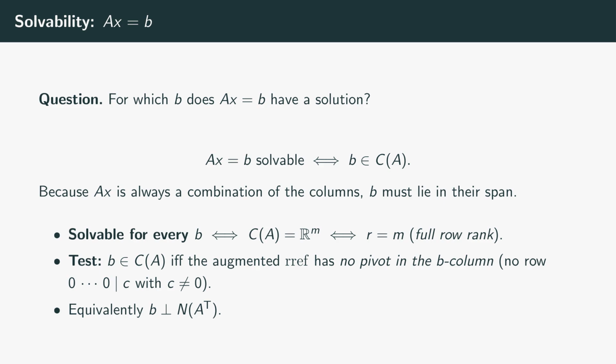In practice, you test whether B is in the column space by row reducing the augmented matrix and checking that you never produce a row that reads all zeros on the left but a non-zero number on the right. Equivalently, B must be perpendicular to the left null space.